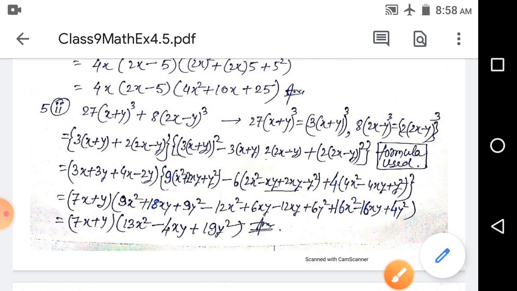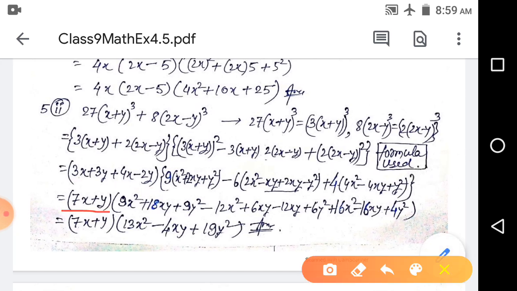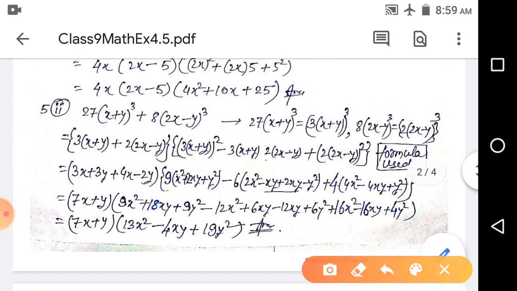Now we have to break those bracketed terms. For the first, 3x + 4x is 7x, 3y − 2y is y, so it is 7x + y. Now in this bracketed term, 9 is multiplied with those three terms, so it becomes 9x², 18xy, because 2 is present here, and 9y². Now 6 is multiplied with those four terms. See, I have underlined here.